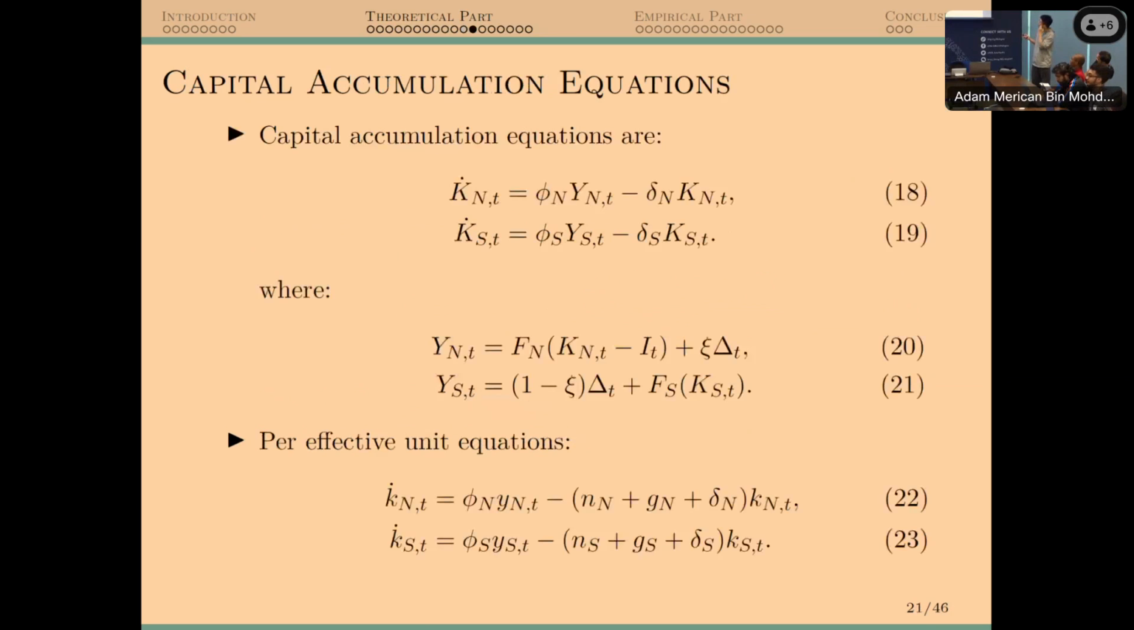So now let's calculate the surplus, the delta. If we go with the capital accumulation equation as shown here, we see that F, the production function of the north country, when the capital equals K multiplied by I, plus the proportion it gets from the FDI. And for the south country, this is the remaining surplus plus the production function with its capital. Okay, so the effective unit equation can be written as this one, similar to the classic simple Solow model.